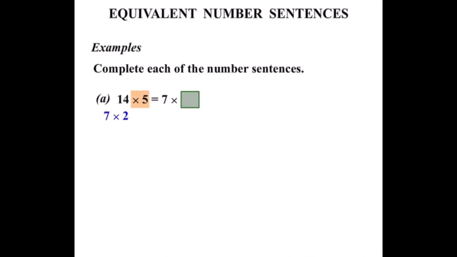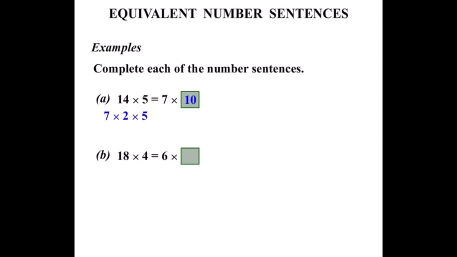And then we've got this times 5. So all we've done is just rewritten that. So we've got this 7 times, and we've got 2 times 5. Okay, well 2 times 5 is 10. So really we have 7 times 10. And that's exactly what we'll write. 7 times 10 there.